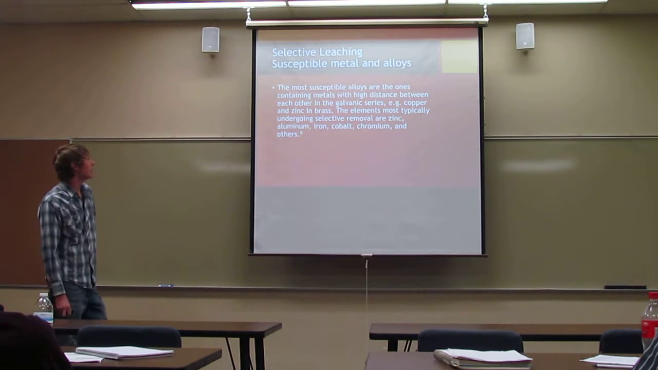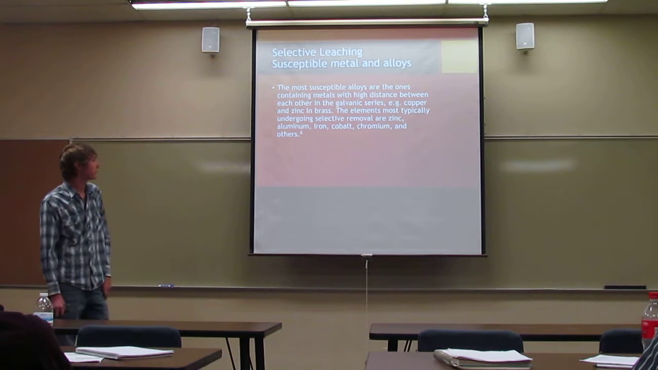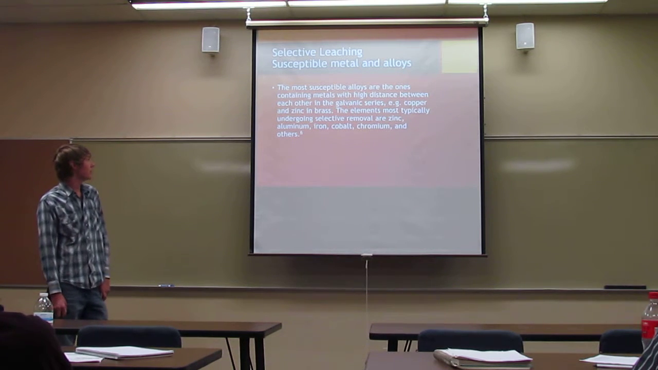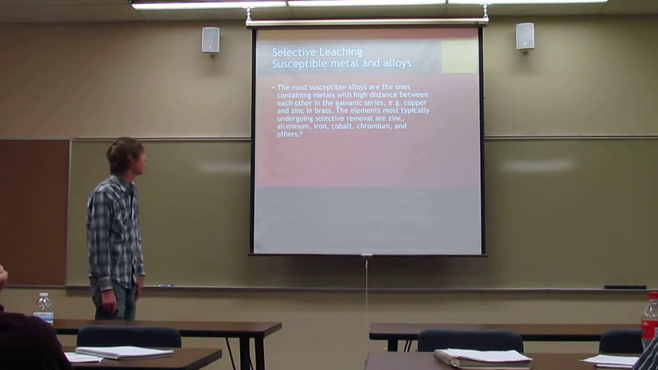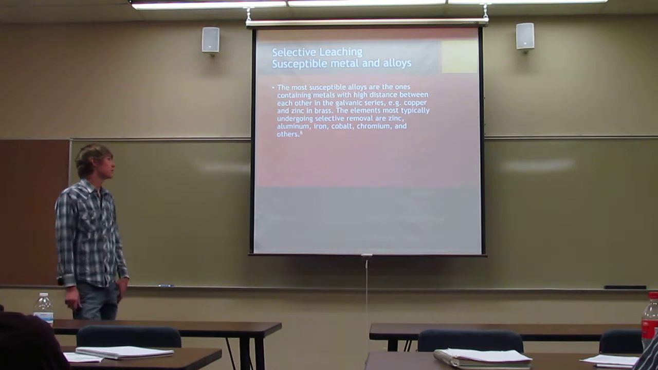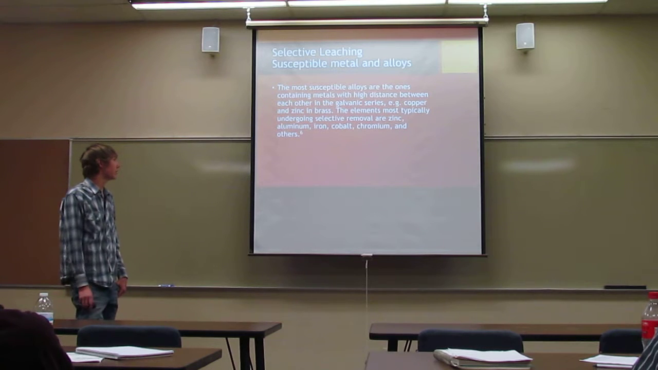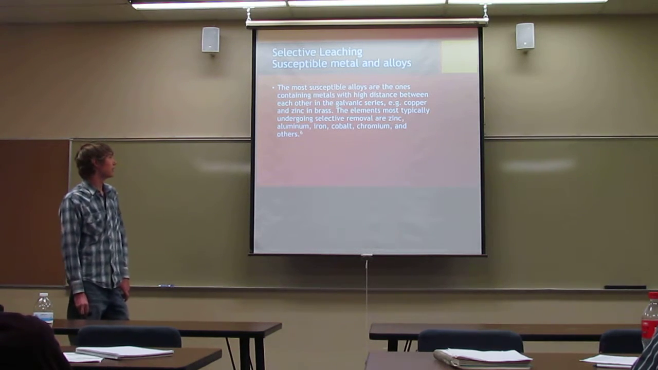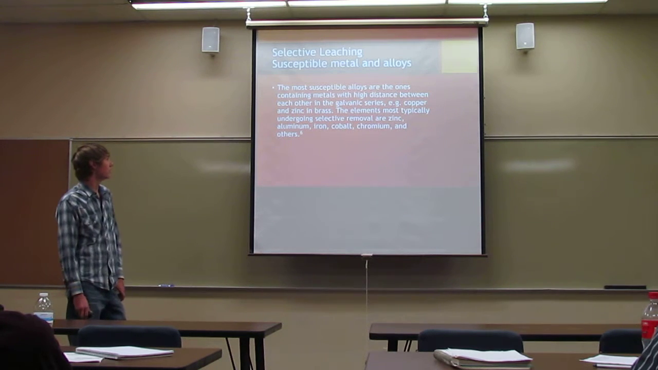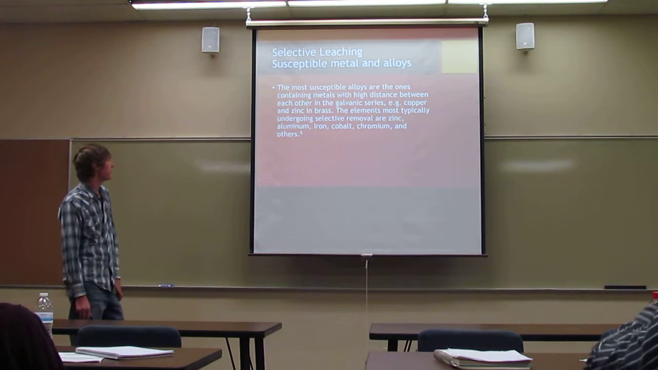The metals or alloys that are susceptible are the ones containing metals with a high distance between each other on the galvanic series. Example: copper and zinc in brass. The elements most typically undergoing selective removal are zinc, aluminum, iron, cobalt, chromium, and others.